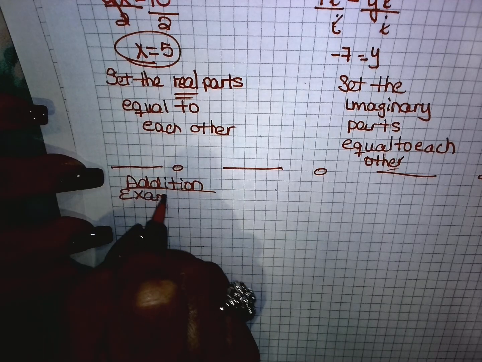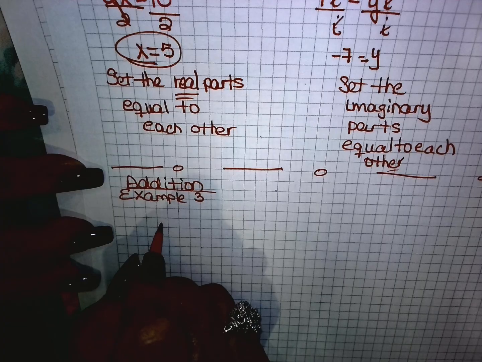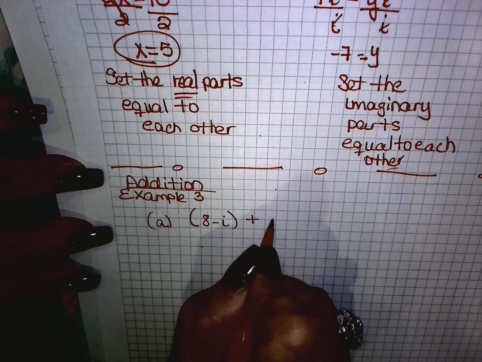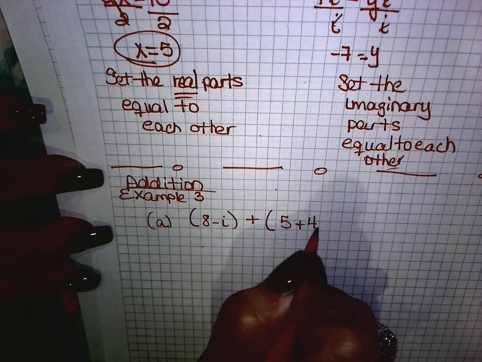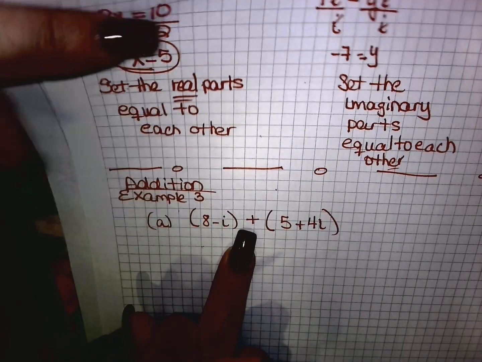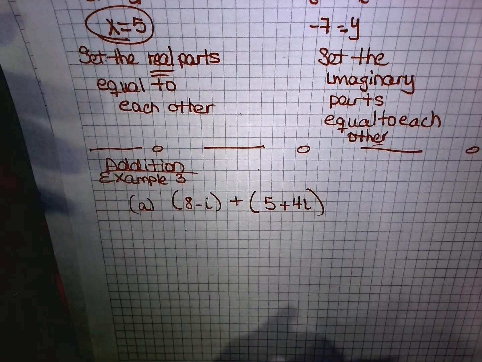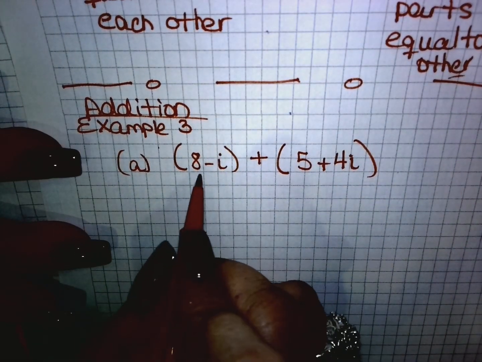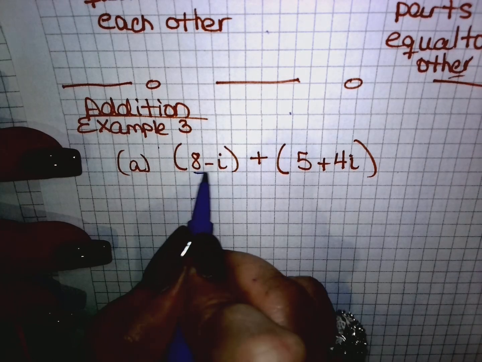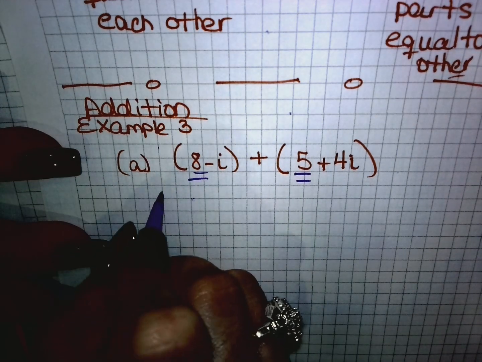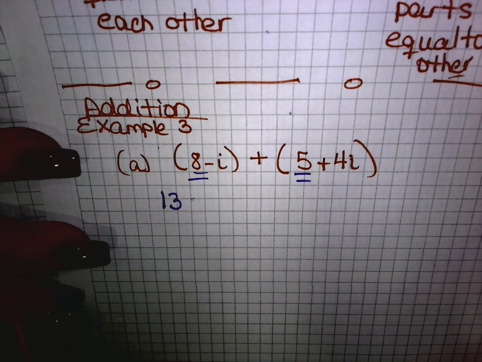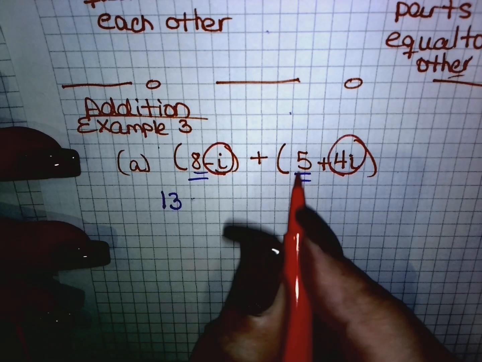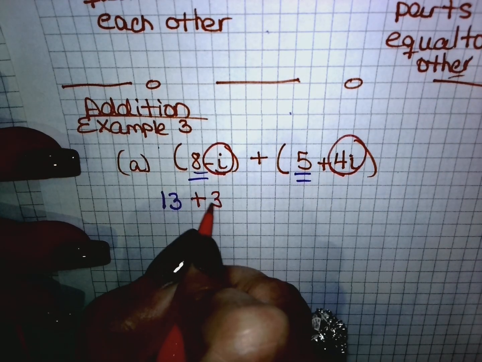And this is example 3. So if I am adding the complex number 8 minus i to the complex number 5 plus 4i, notice there's a plus sign between the two complex numbers, so this is an addition problem. The way we do this is really easy. We add the real parts together. So this is real and this is real. 8 plus 5, that's 13. And then we add the imaginary parts together. So we have a -1 plus 4, that's going to give me positive 3i.